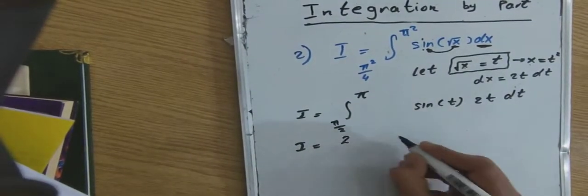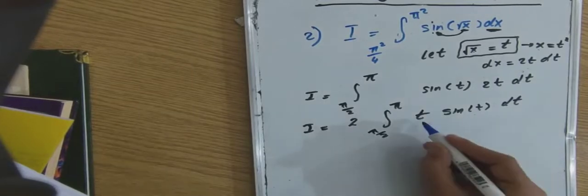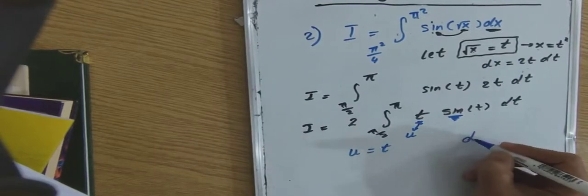We can have the constant 2 outside the integration, and then now we have an integration in t, which is 2 times t sine t dt. It's clear that it is case number 1 in integration by parts, in which we have a polynomial, t, times a function that can be integrated, sine t. So we select t to be u, we have u equal t, and now dv will be sine t dt.